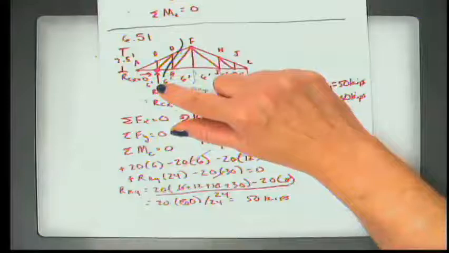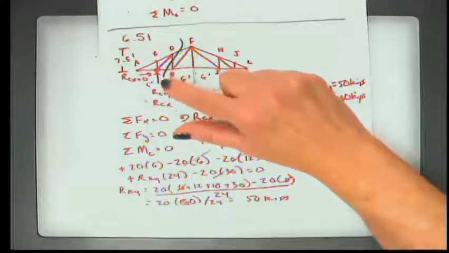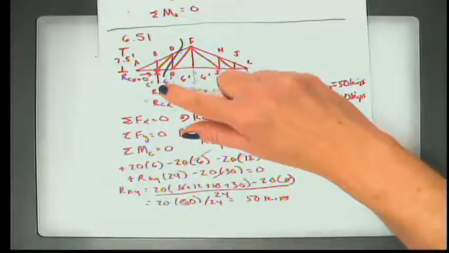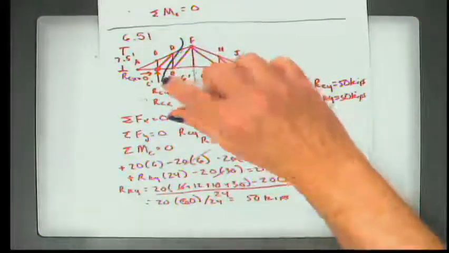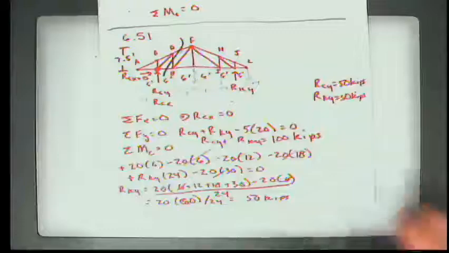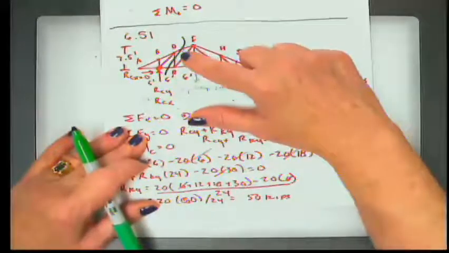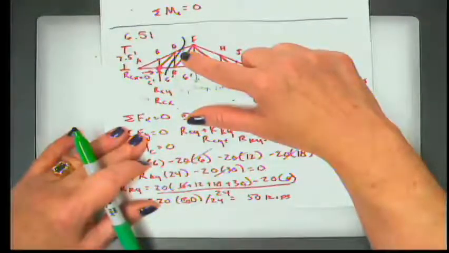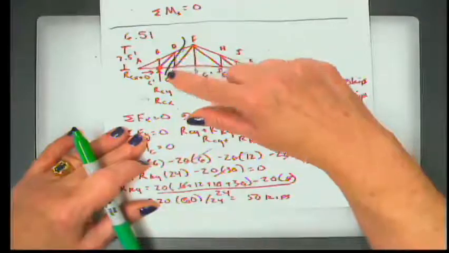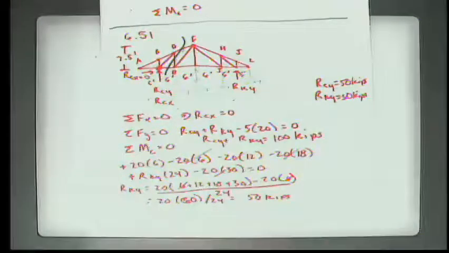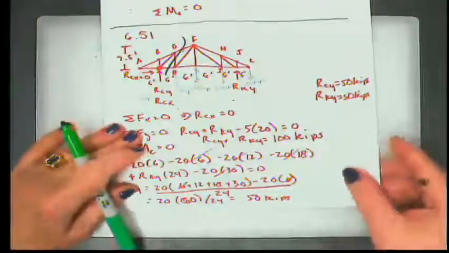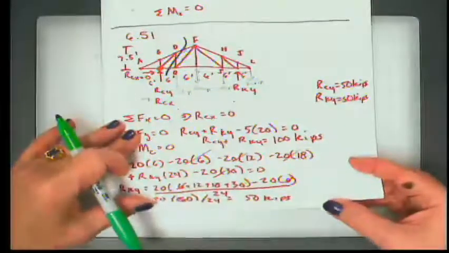Now that I know my reactions, all I have to do is take what's going on one side of it and consider everything that has been cut as being a force. What that will do is get me the force in DF right away, the force in DE right away, and this is sort of a casualty. They'll have to find this one as well. But what it means is I'm going to have 3 unknowns, and since I have 3 equations, I have confidence that I'm able to solve this section right away.